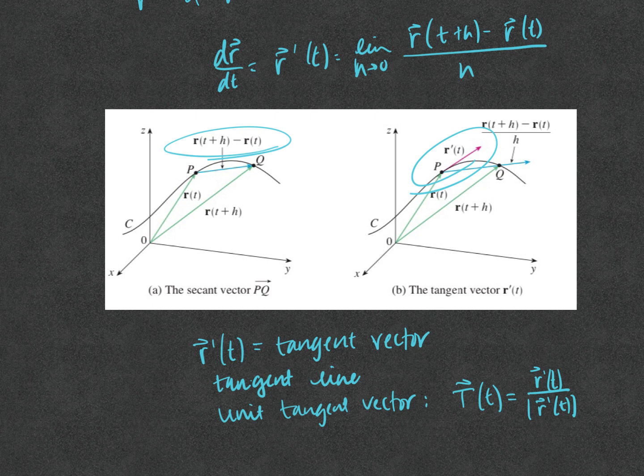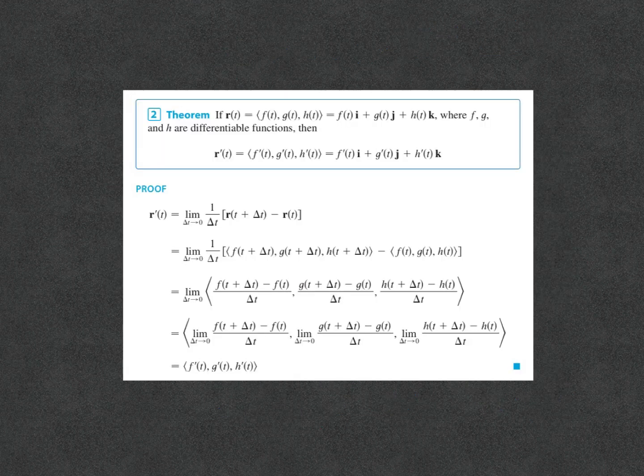There's a couple more things we need to see before we get into the fun derivatives and things. So this theorem is helpful. You should write it down. If vector r is f of t, g of t, h of t, which is the same thing as f of t i plus g of t j plus h of t k, where f, g, and h are differentiable functions. Notice they have to be differentiable functions. If they're not all differentiable functions, then you can't do it. Then the derivative of r equals the derivative of each component. So r prime of t equals f prime of t, g prime of t, h prime of t, which could also be written f prime of t i plus g prime of t j plus h prime of t k.